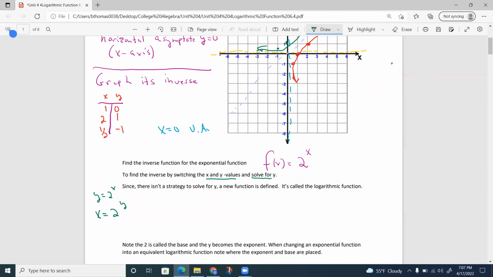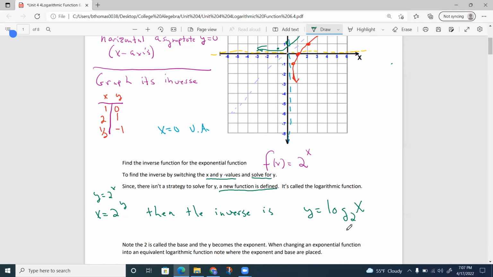But we have to solve for y. How do we get y by itself? We really have not solved one of these. There's not really a strategy to solve this equation. So what we do is we create a new function, and it's called a logarithmic function. If you have x equals 2 to the y, then the inverse is, we write this, the exponent comes down as one side of the equation, y equals, and then we write this as the log of x base 2.